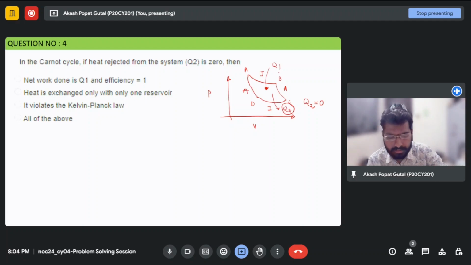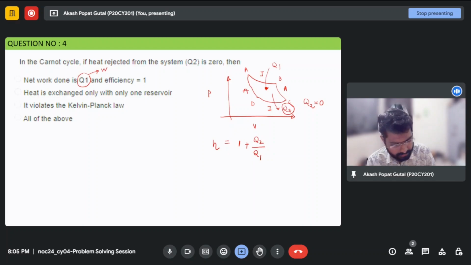Whatever Q1 heat is getting into the system during the isothermal expansion is converted totally into work. The first statement is stating that all of Q1 is converted into work, and this is right. And the efficiency is also 1, because we know the efficiency of the Carnot cycle is nothing but 1 minus Q2 by Q1.